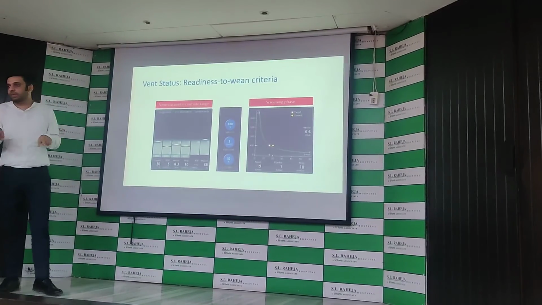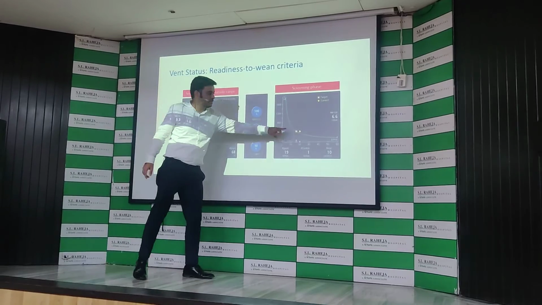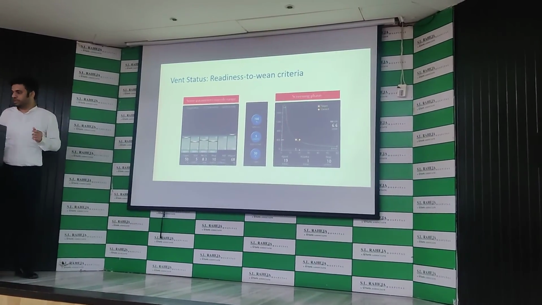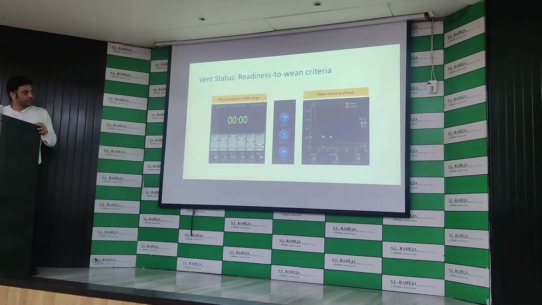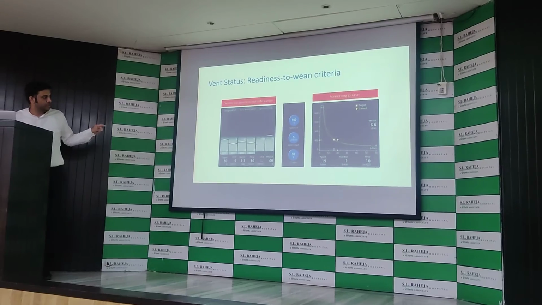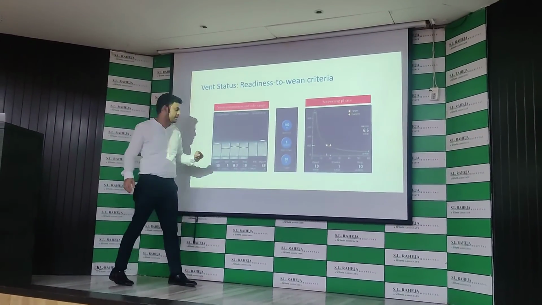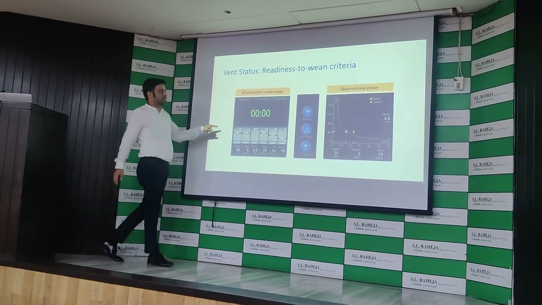Again, I'm checking for the safety box. If you see here, this plus sign is almost near the target range. So that means the patient is available to wean. This is the back picture: it was not inside the range, it was outside the range. Now, if you see the next picture, it is inside the range. All the bars are inside the range.